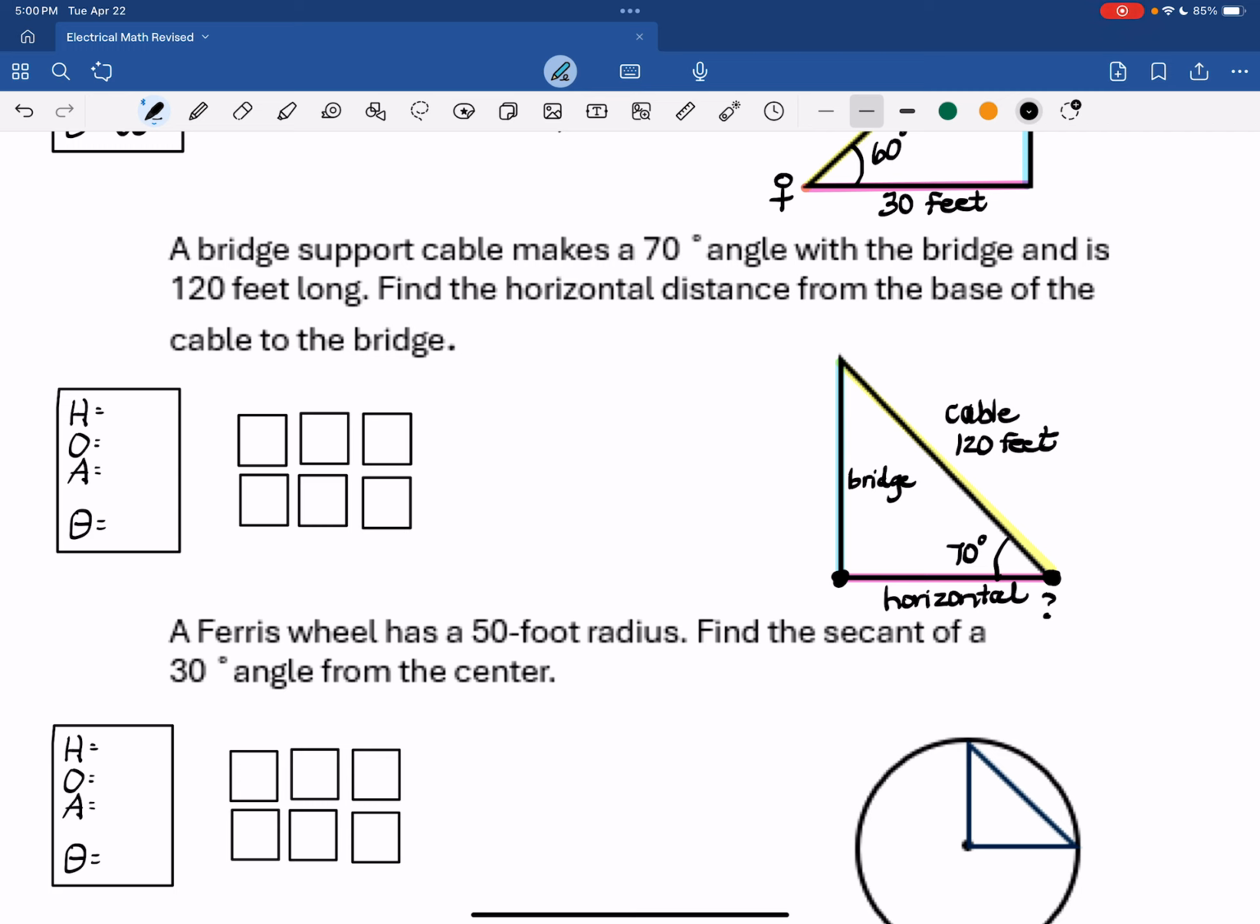So we know hypotenuse is 120. We know the horizontal is adjacent, and that's our question. And we know theta is 70 degrees. So we are going to need cosine. We know h, and we know that we want to find a. So those two, the H and A, will give us CAH.